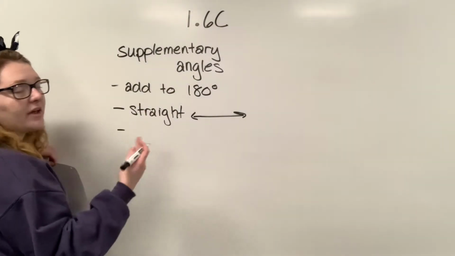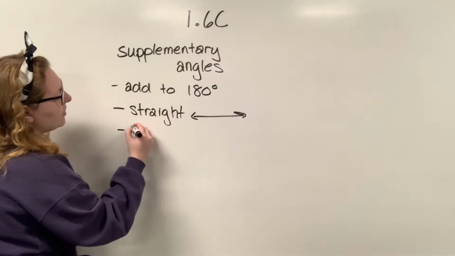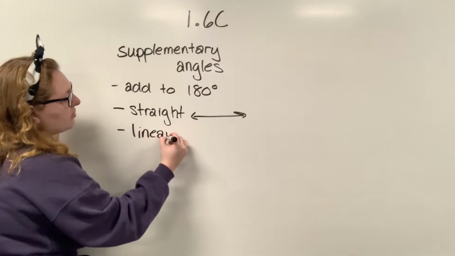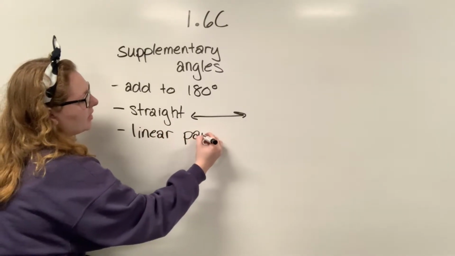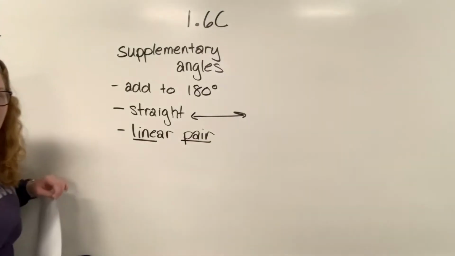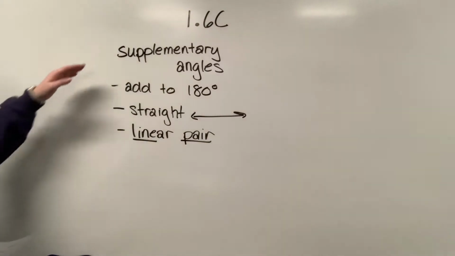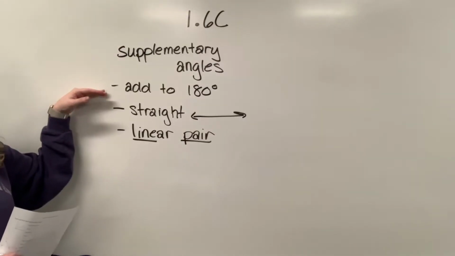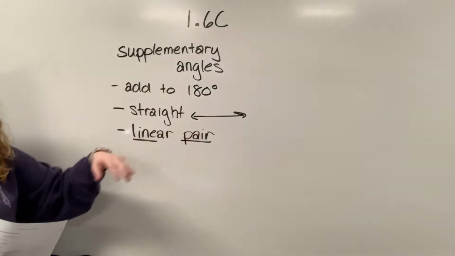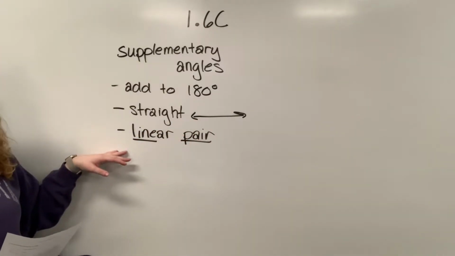And finally, if two angles are supplementary angles, they also have the name of a linear pair. Just two angles that form a line. Remember, we said that yesterday, a pair of angles that form a line. So if we have supplementary angles, they're angles that add up to 180 degrees. They form a straight angle, which is just a straight line, and they are also known as a linear pair.